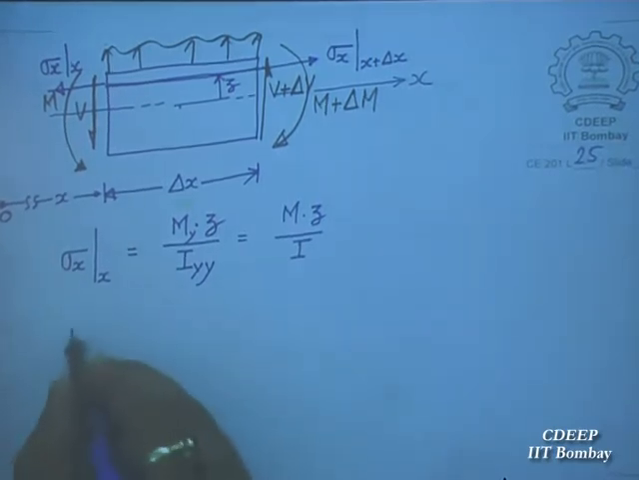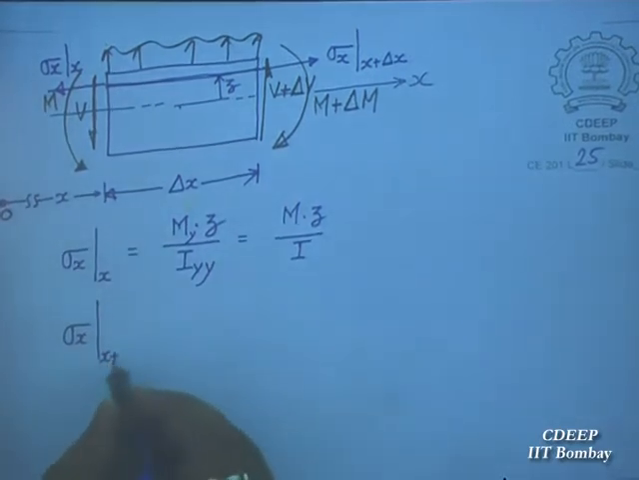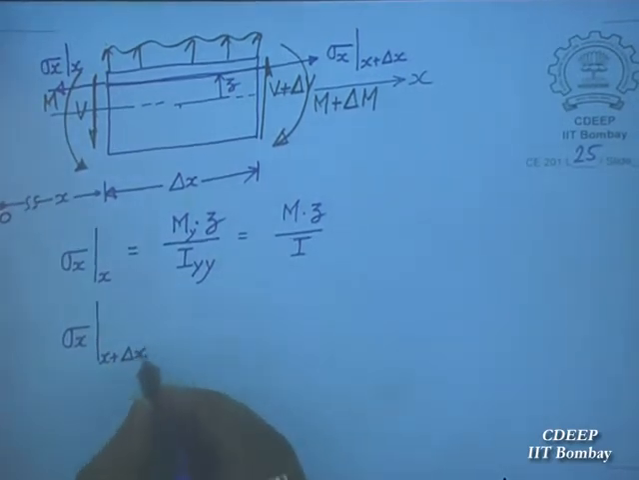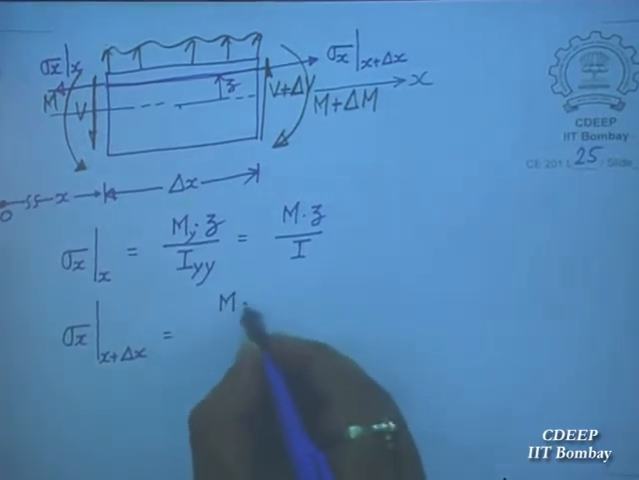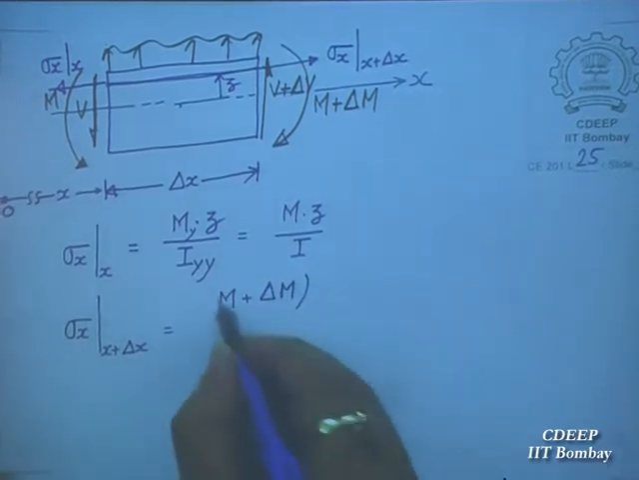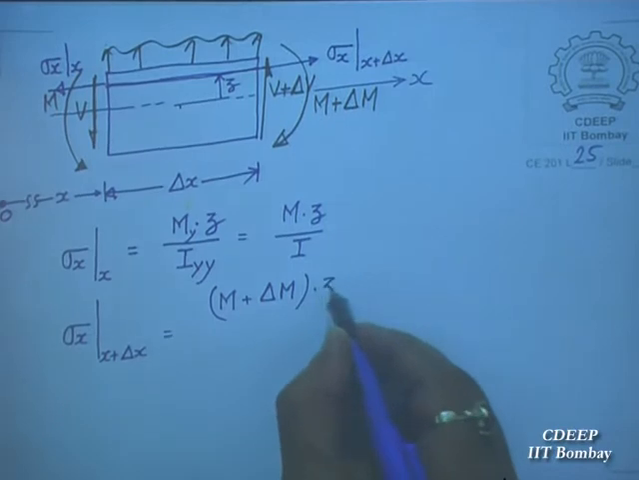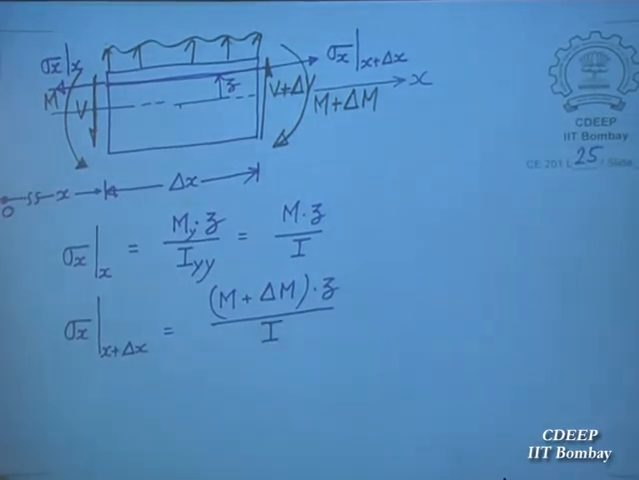What about sigma x at x plus delta x? It will be moment plus dM into z by I.